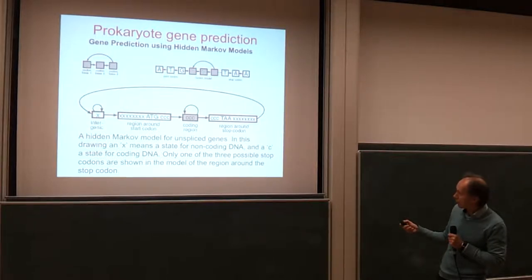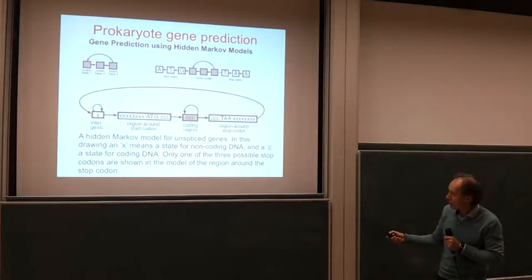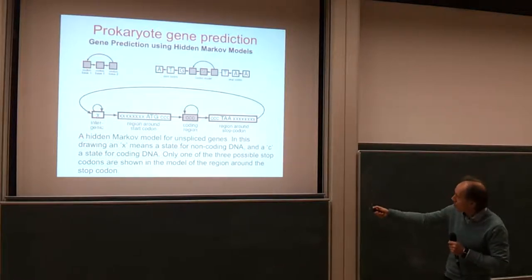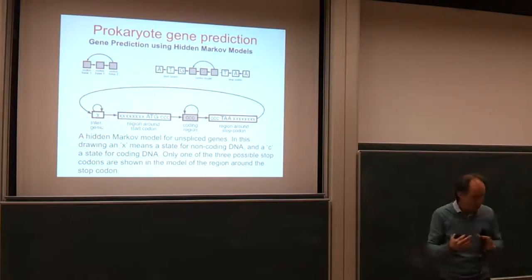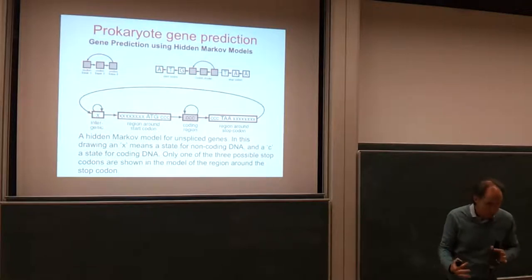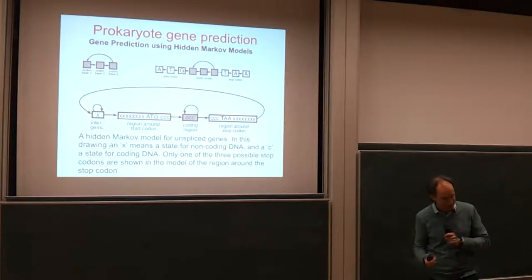Any of the three stop codons. Now, you see in practice that we know stuff happens around start codons, so there are other likelihoods that you might want to capture, and there are many different models. Basically, if you know how to deal with hidden Markov models, you could model almost anything.